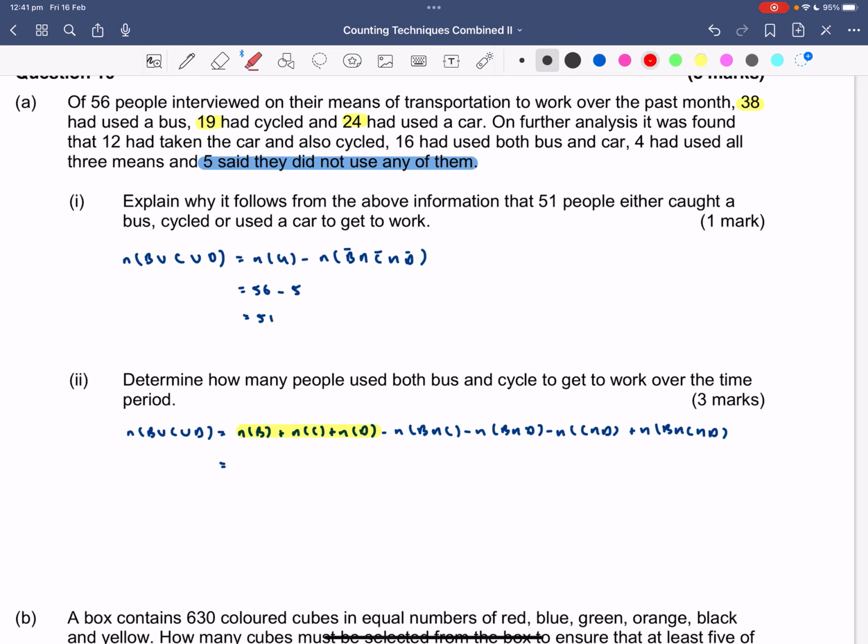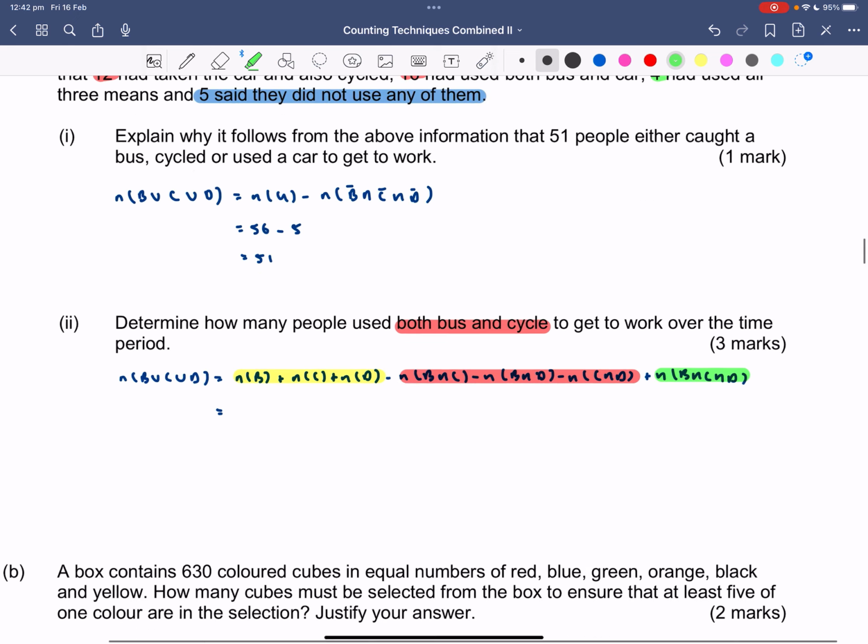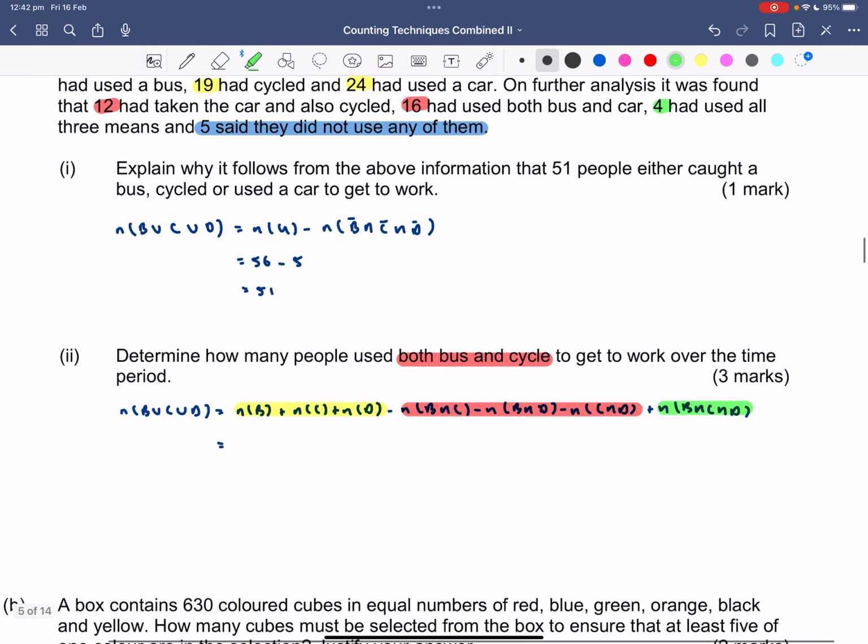Then you have to minus away all the double intersects. So the double intersects are those that did 2 things. So we had 12 had taken car and cycled, 16 had taken both bus and car, and they don't tell me how many people used both bus and cycle. So that's our unknown, the people that took both bus and cycle. And specifically, the triple intersect is those that did all 3 things, and it says 4 had used all 3 means. So that makes this very easy.